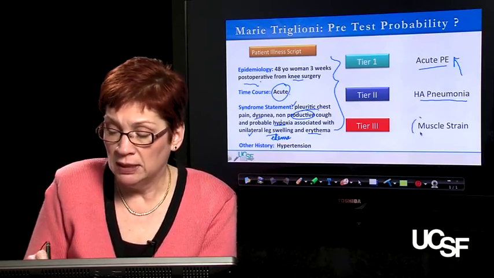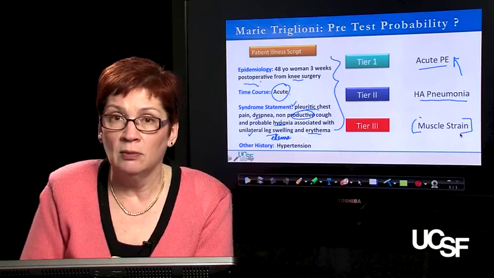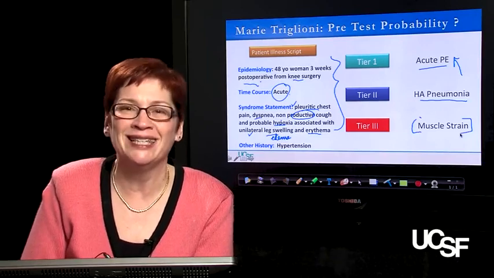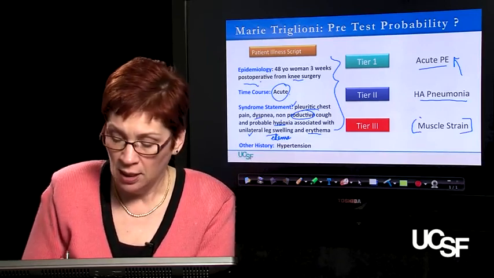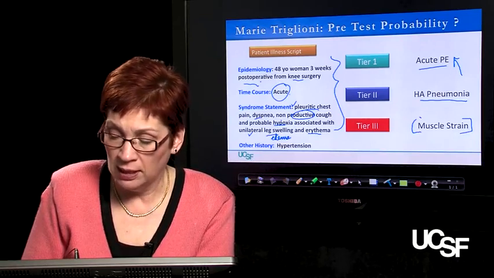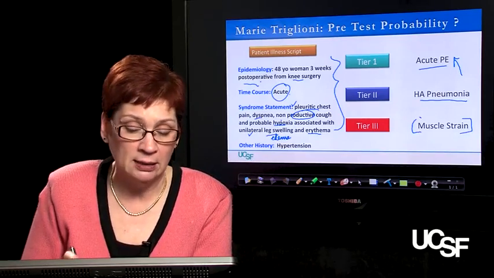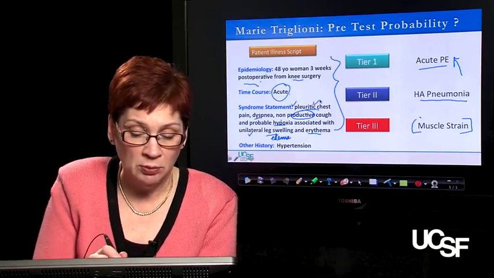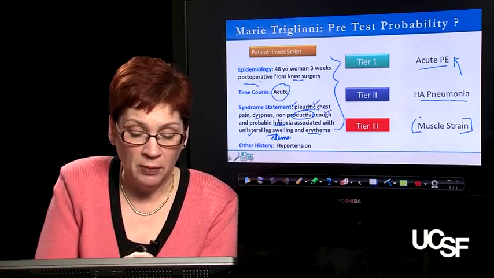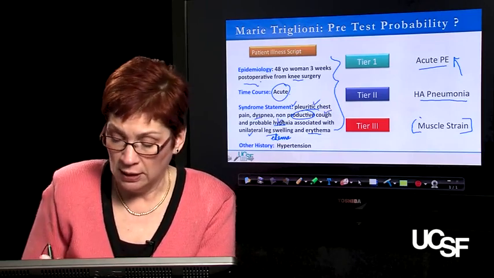And tier 3 was Mrs. Triglioni's thought, or hope perhaps, that this chest pain just represented a muscle strain. And so we recognize, of course, that a muscle strain really can't explain the pleuritic chest pain, the non-productive cough, the hypoxia, or account for the leg swelling.